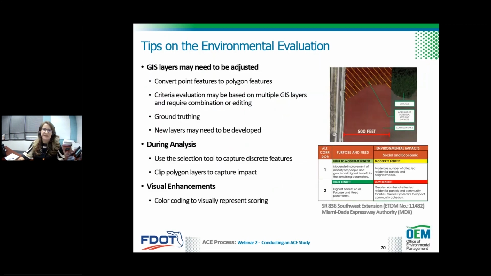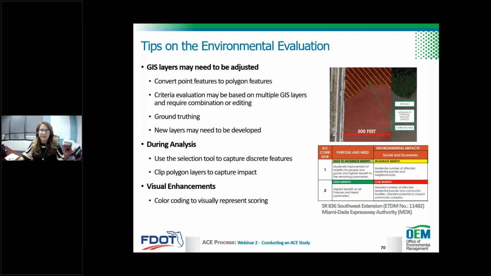So here are some of the lessons learned along the way. When it comes to GIS, layers may need to be adjusted to allow for proper analysis. For example, you may have point features that need to be converted to polygon. Let's say you have a school or a hospital, which has a point feature, and you try to intersect your 500-foot buffer with that school or hospital, and it may show you're missing it because the point is in the center. If you convert this to a polygon using county parcel data, cross-reference the layers, then the analysis would show that the 500-foot buffer did in fact impact the property.